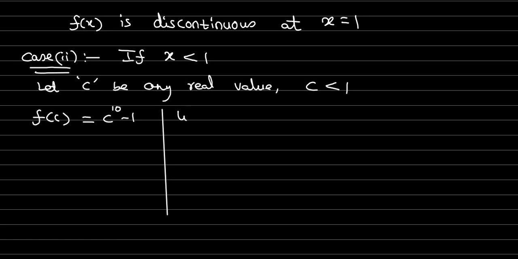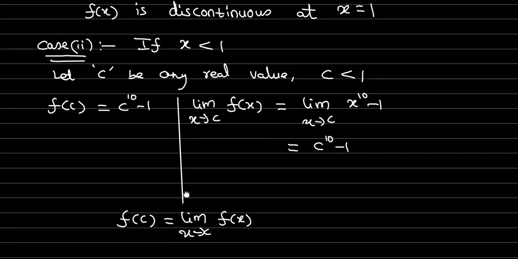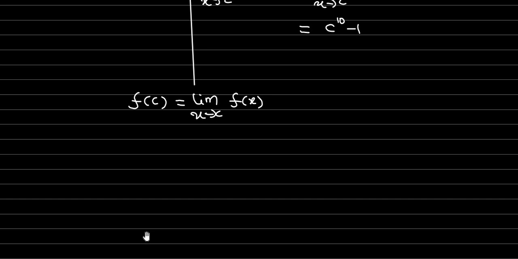So now, limit x approaching c of f of x. The suitable function is the first function, that is x power 10 minus 1. Now let's apply the limit. On applying the limit, the result is c power 10 minus 1. Now we can see that f of c and the limit as x approaches c of f of x are both the same. So we can conclude that f of x is continuous in the interval minus infinity to 1. So let's write the same as a conclusion.